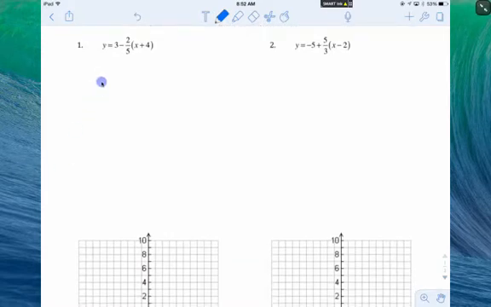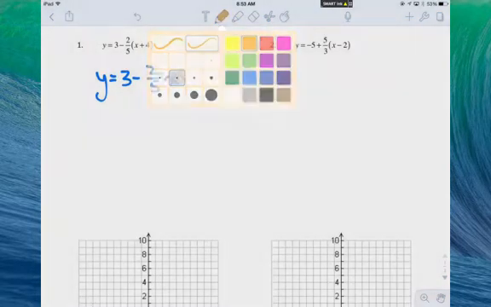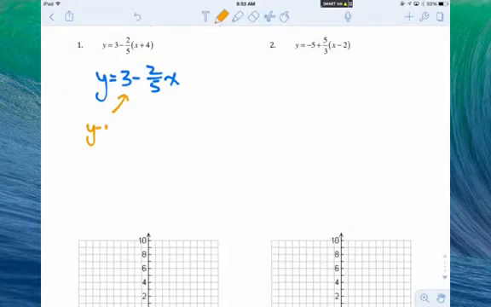In our first example, we've got y equals 3 minus 2/5 times the quantity of x plus 4. Now, we're kind of used to graphing things similar to this, but maybe something like y equals 3 minus just 2/5 x. And I hope that we know what this graph looks like. For instance, I think it's got a y-intercept of 3.